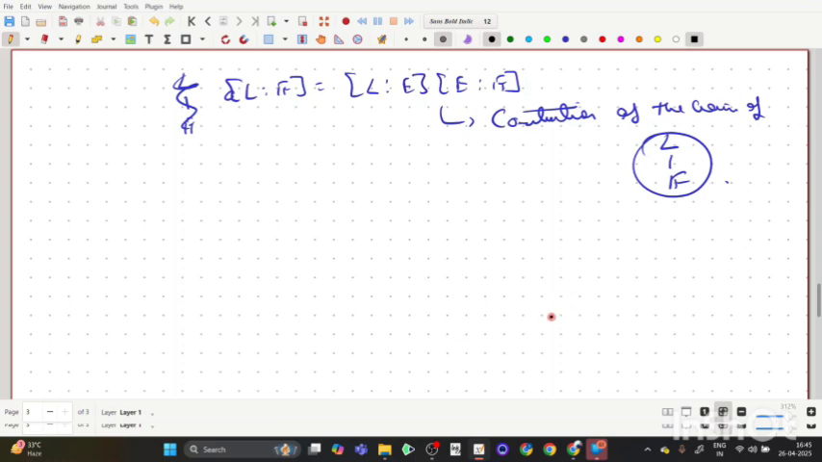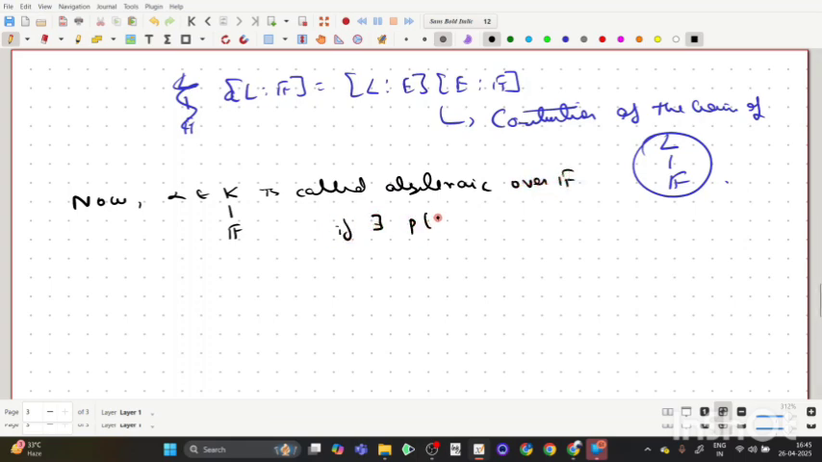Now let us talk about a very important thing. Now let me define something. A field extension K over F is called an algebraic extension. Let me first say what is an algebraic number. Now alpha in some field K, which is an extension of F, is called algebraic over F if there exists some polynomial P(t) over F such that alpha is a zero of this polynomial, such that P(alpha) is equal to 0.